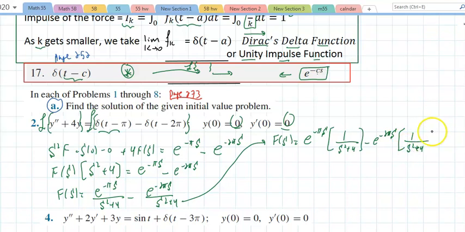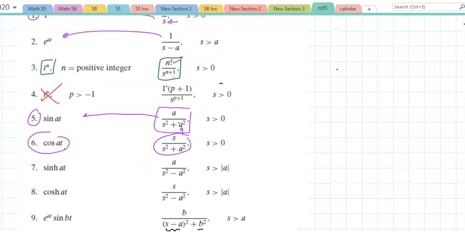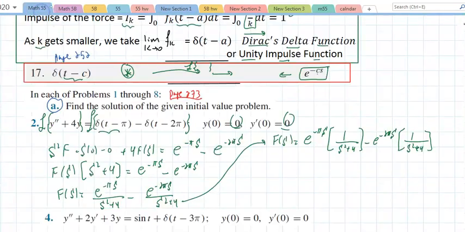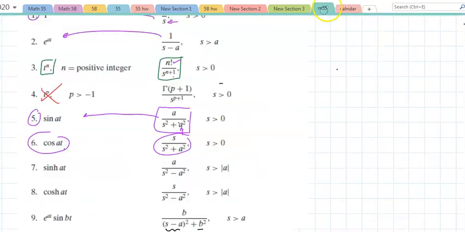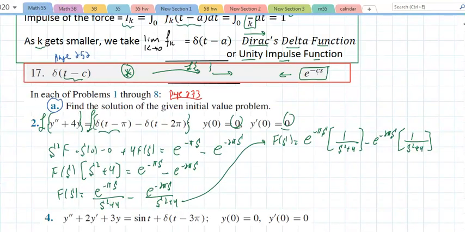If I look at the table and work my way backwards, I'm looking at 1 over s squared plus 4. Which of those is going to really do the trick for me? I notice 1 over s squared plus something is matching this. There's only one minor difference: it says s squared plus 4. What do you square to get 4? 2. You need a 2 up there. I need to make that adjustment. So that's a simple fix.